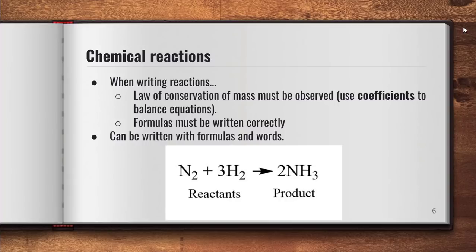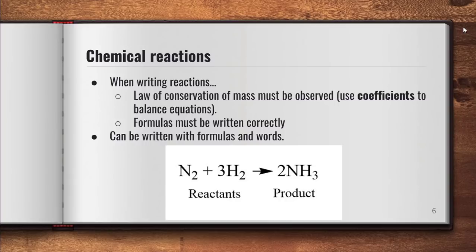The first rule being the law of conservation of mass must be observed. So in this instance, we actually use coefficients. Those are numbers that occur before the chemicals to balance equations. What's really important here is that the formulas to the equations must be written correctly. So we can't go around changing the formulas of the chemicals because we can't actually change those chemicals. We can't change the formula for them. That's the formula for the chemical. But what we can do is add coefficients in the front in order to balance the equation here. So what has happened down here below is that we have our reactants to the left and our products to the right.